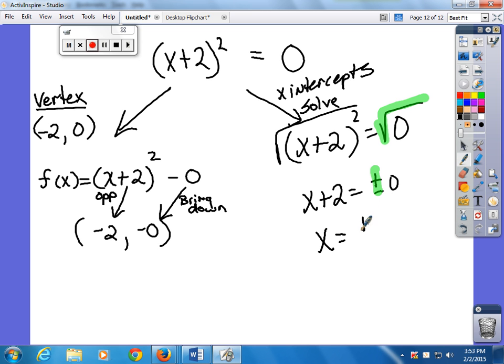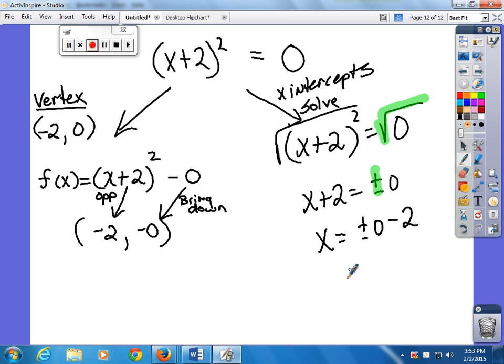So x, bring that 2 over. X is equal to positive or negative 0 minus what? 2. And that's where you get the two x-intercepts. In this case, 0 is 0 no matter what. But if this was a 1, you'd have positive 1 minus 2, which is negative 1. Negative 1 minus 2 is negative 3. So you've got a negative 1 and a negative 3 as your x-intercepts.